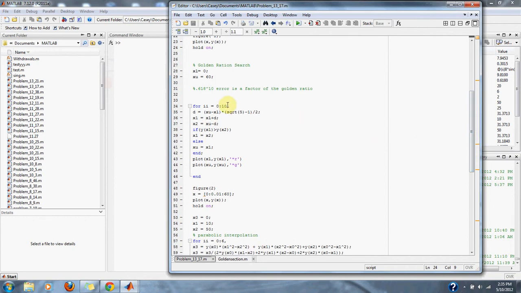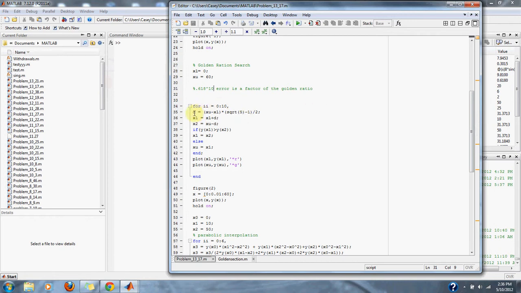And so we go through 10 iterations of the golden ratio search because the error is a factor of the golden ratio, which is 0.618 to the 10th. So after 10 iterations, we will be within 1% of where we want to be for this problem, our maximum height of the ball.